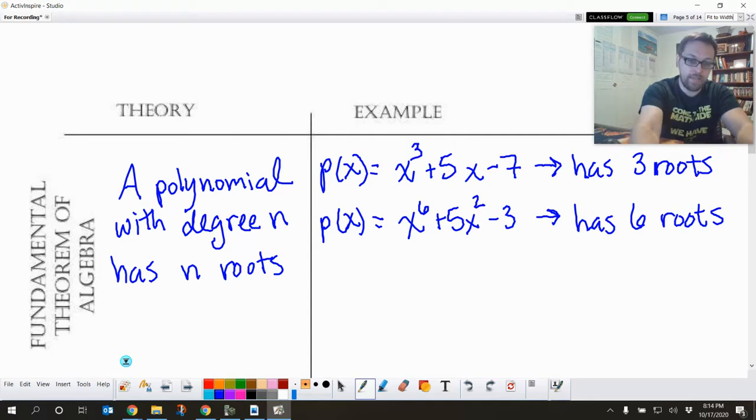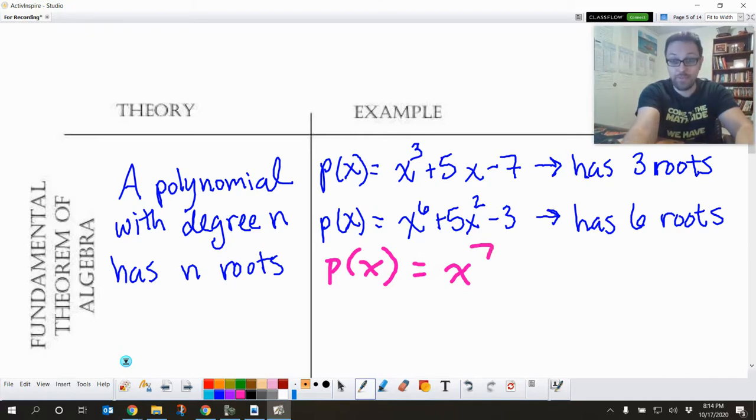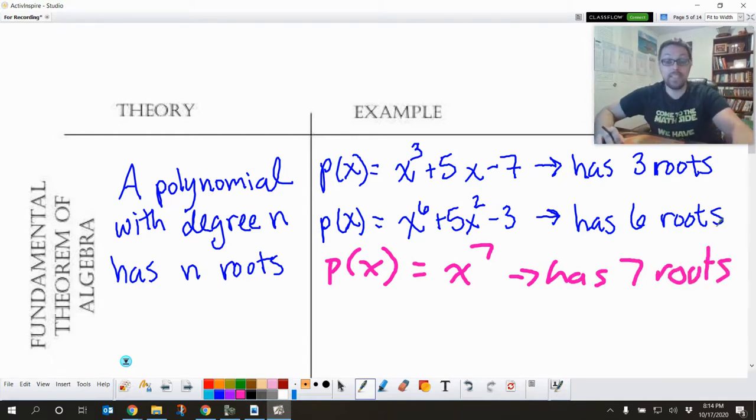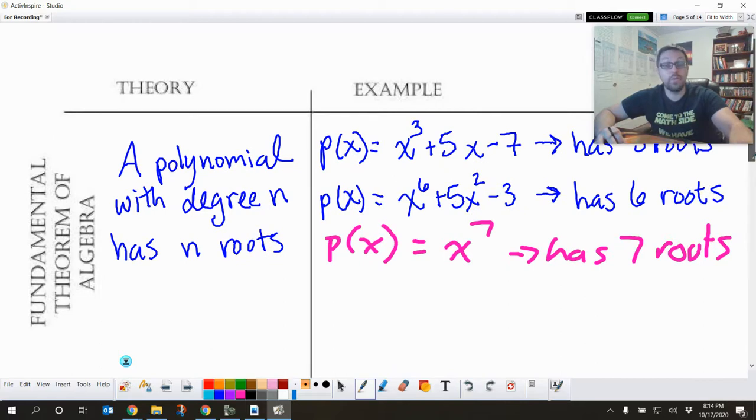Because if we had p of x equals x to the 7, that has 7 roots. They're all 0, but it has 7 roots. X to the 6th has 6 roots because it's degree 6. X to the 3rd has 3 roots because it's degree 3. The degree equals the number of roots.